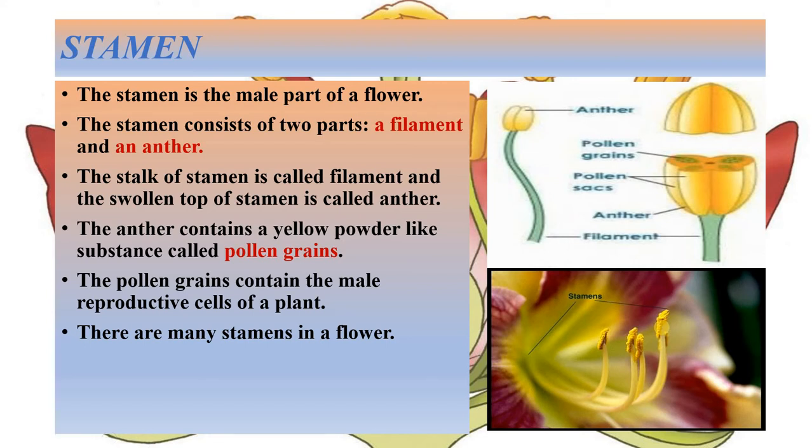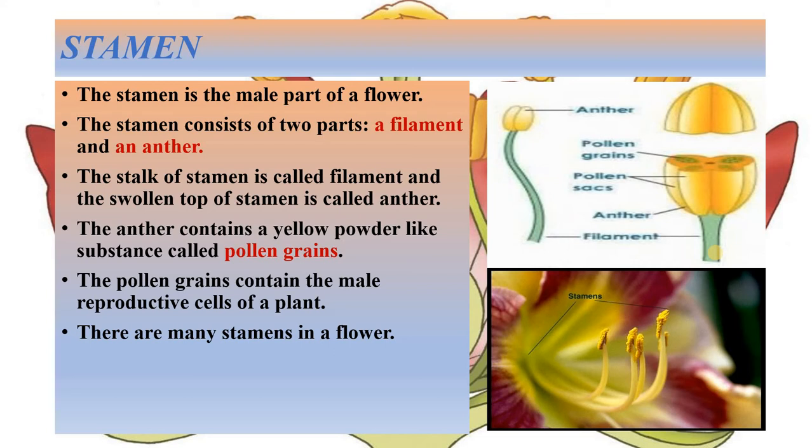This stamen consists of two parts. One is the filament and another one is the anther. The topmost part is known as the anther, and the stalk, the narrow tube, that is known as the filament. The stalk of a stamen is called the filament, and the top of the stamen is called the anther.